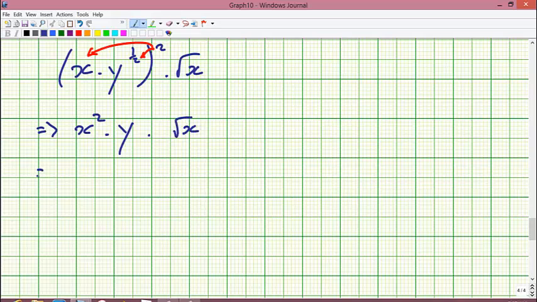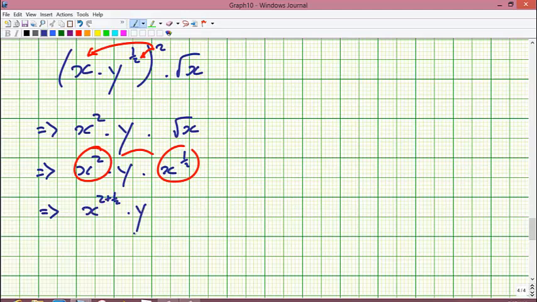Square root of x, we know how to write that. So that's x squared times y times x to the power of 1/2. And we then need to combine the x terms, and that's going to give us x to the power of 2 plus 1/2, times y. 2 plus 1/2, we can simplify that as x to the power of 5 over 2 times y.